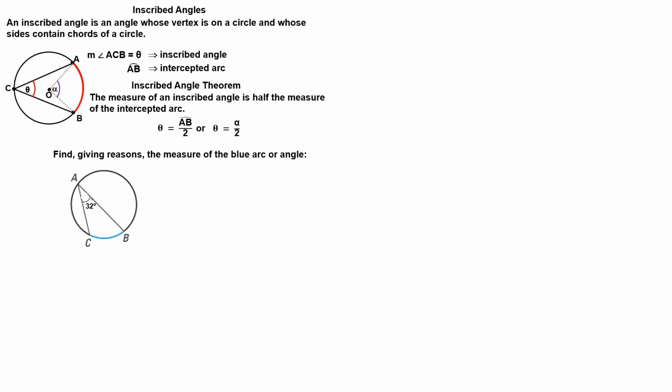Find, given reasons, the measure of the blue arc or angle. 32 degrees is an inscribed angle, and the blue arc is the intercepted arc. We know that the inscribed angle is half of the intercepted arc. So the blue arc is 64 degrees.